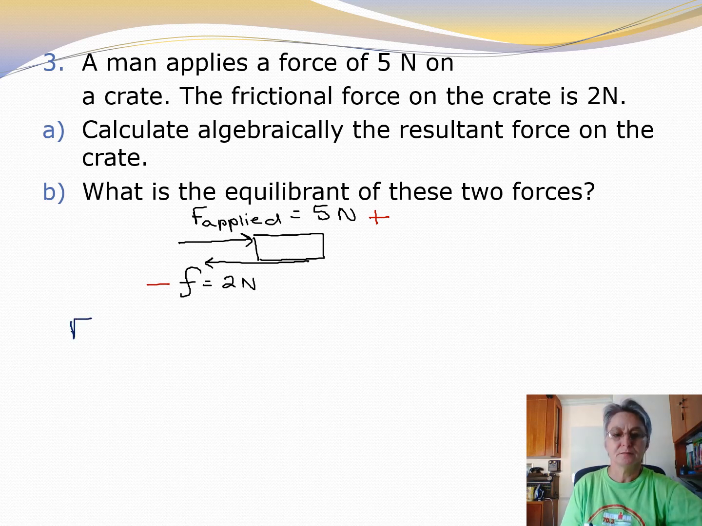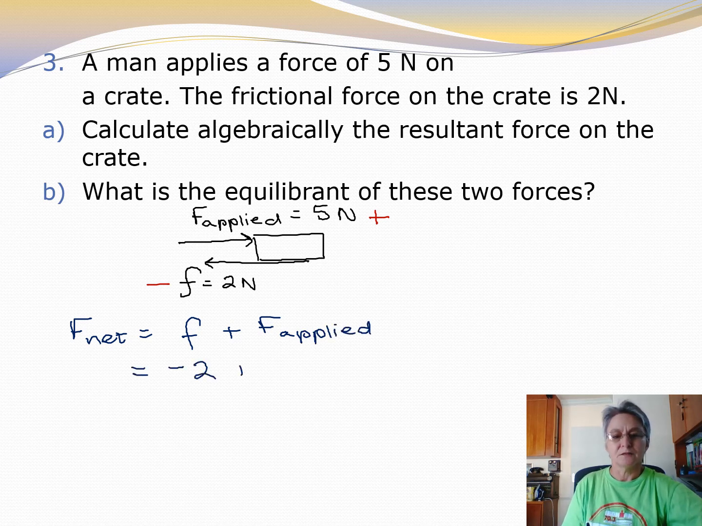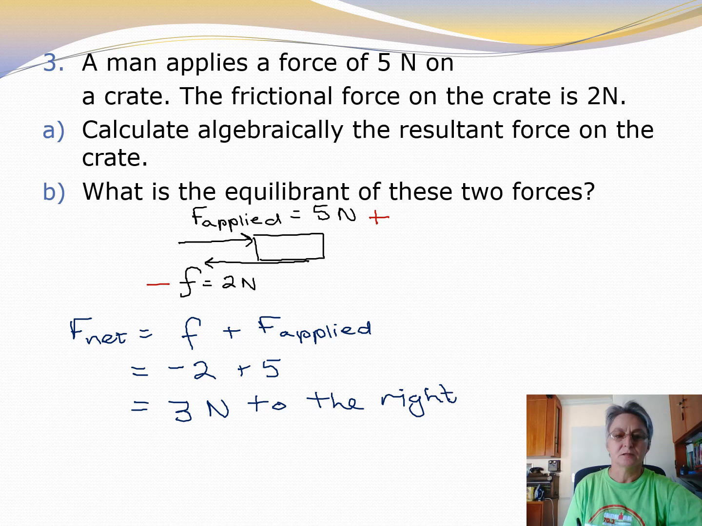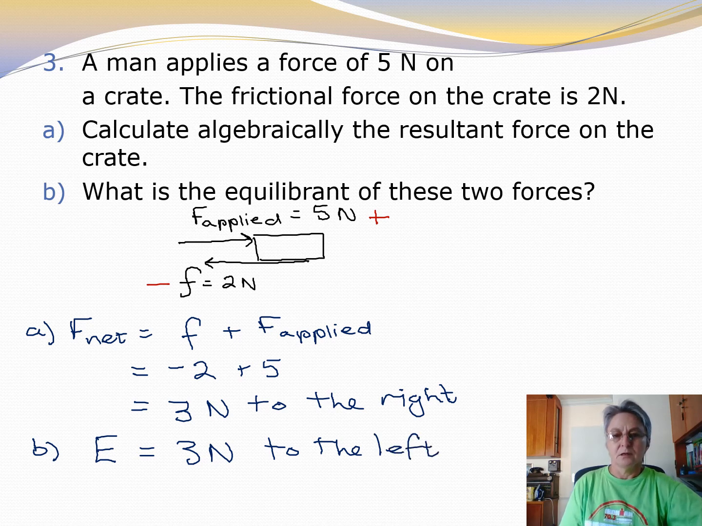Let's calculate algebraically. So F net is the friction plus F applied, and it will be minus 2 plus 5, so it is 3 newtons to the right if I look at the diagram like it is. Now, what will keep these two forces in equilibrium? The equilibrant will be 3 newtons to the left. Right.